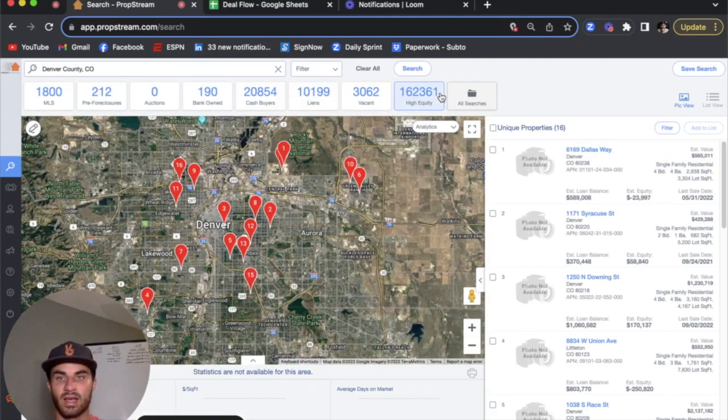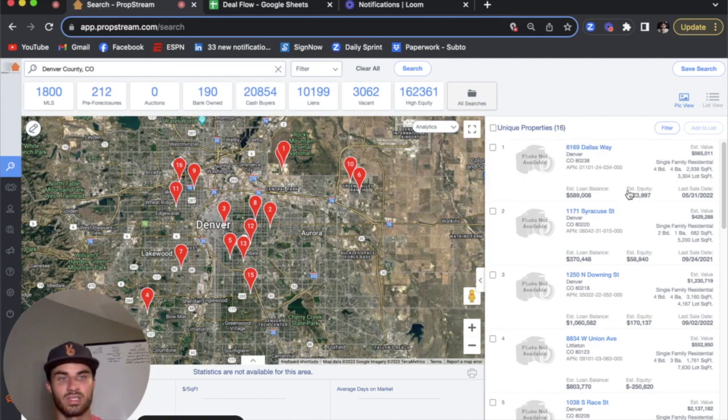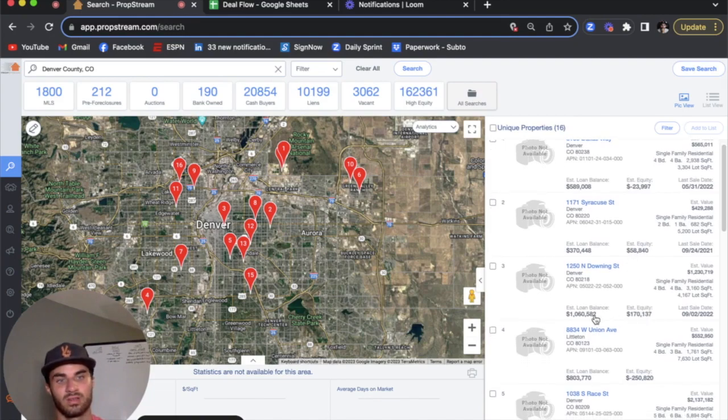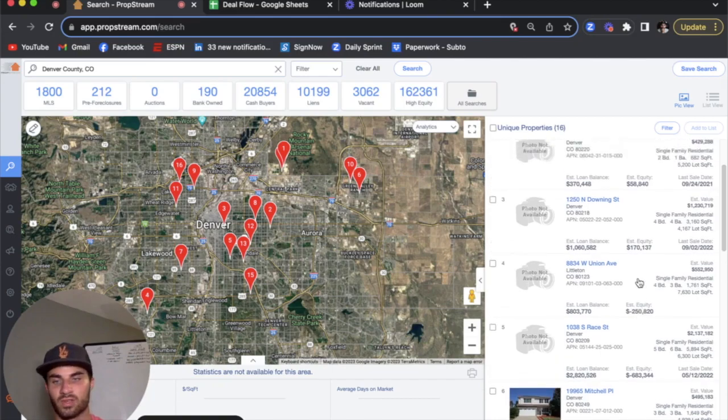And you can see after I've done all of those filters, I'm in Denver County, and there's only 16 properties, right? So not a ton of properties, because these are very specific things. And if you look on this list, you'll see negative equity, pretty low equity there. This is an outlier that you'll want to get rid of. So a bunch of different stuff in here.